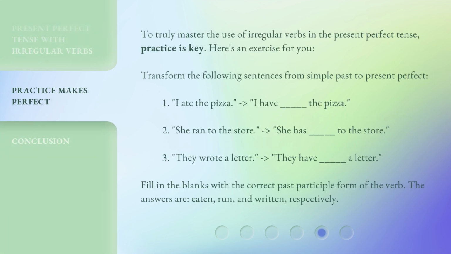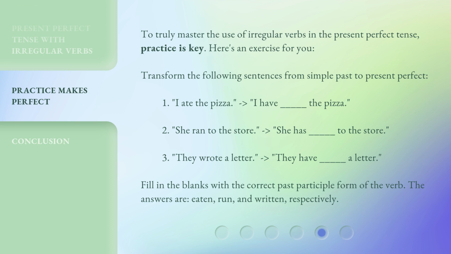To truly master the use of irregular verbs in the present perfect tense, practice is key. Here's an exercise for you. Transform the following sentences from simple past to present perfect. 1. I ate the pizza. I have ___ the pizza. 2. She ran to the store. She has ___ to the store.